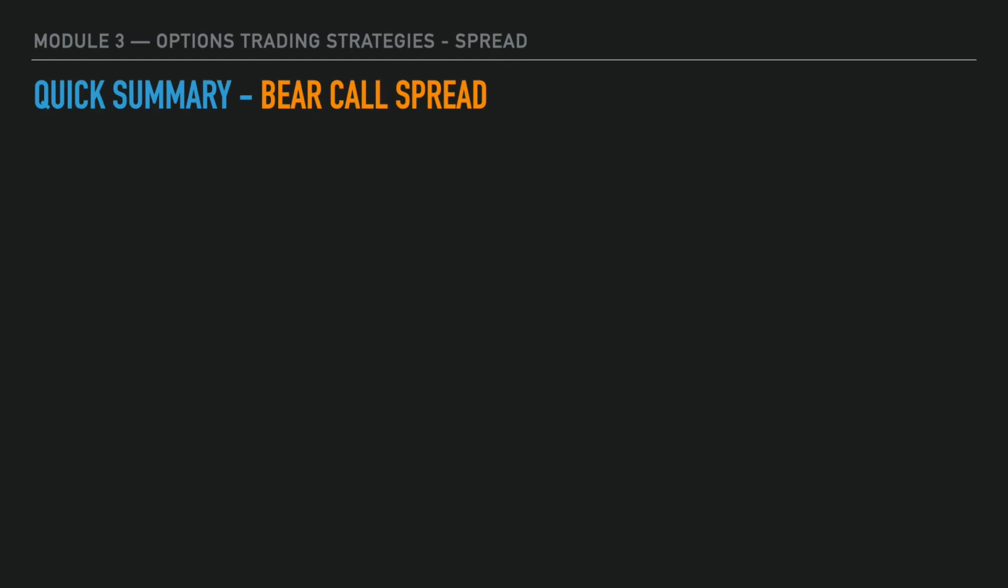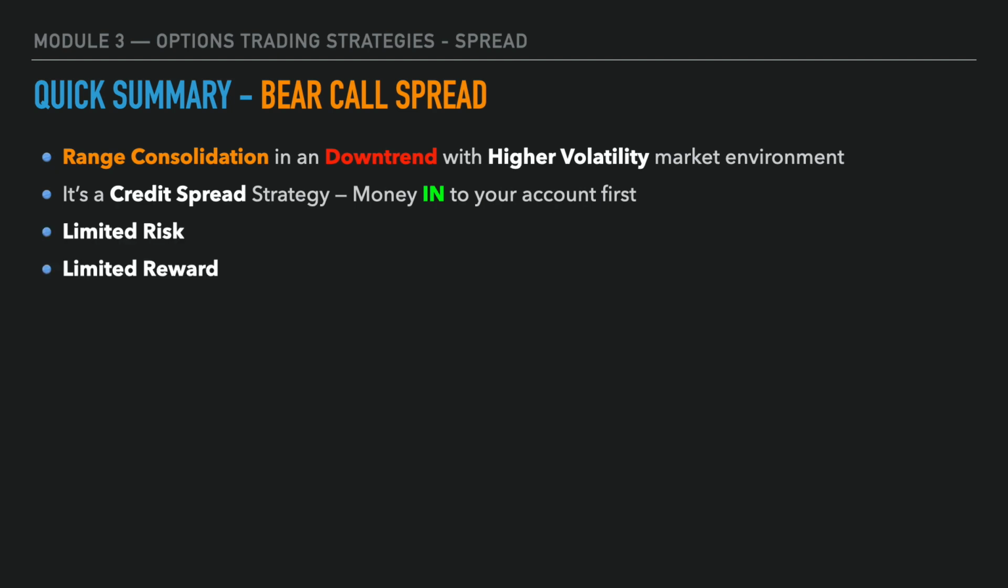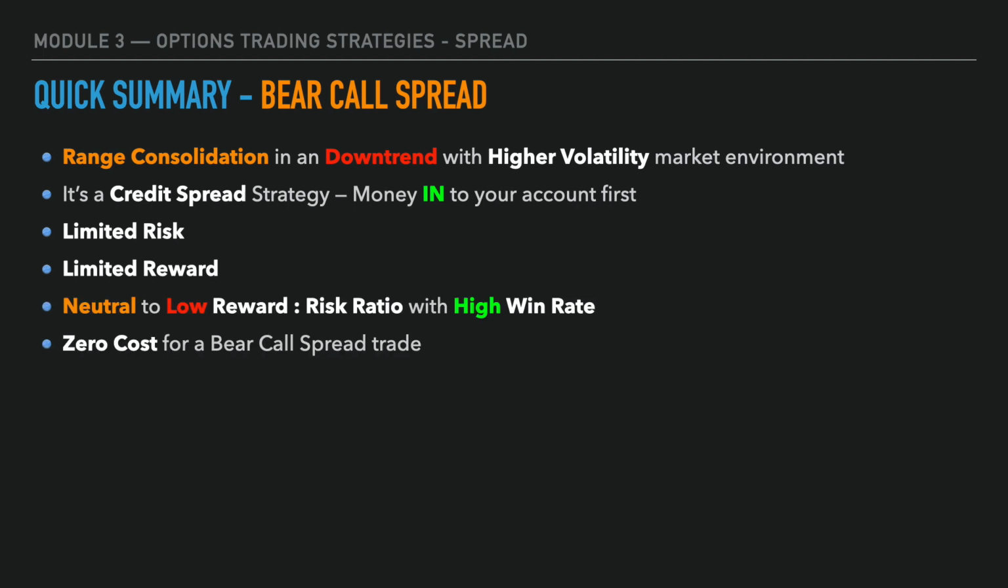Alright, here's the quick summary of the bear call spread. It works the best when the underlying stock is in a clear downtrend and entering a range consolidation phase with higher volatility. Same as the bull-put spread, the bear call spread is also a credit spread strategy, which means you will have an initial amount of money go into your account when you put on such trades. Both your maximum risk and reward will be limited. The reward to risk ratio will be lower, but the win rate will be very high. There is no initial cost to put on a bear call spread trade.